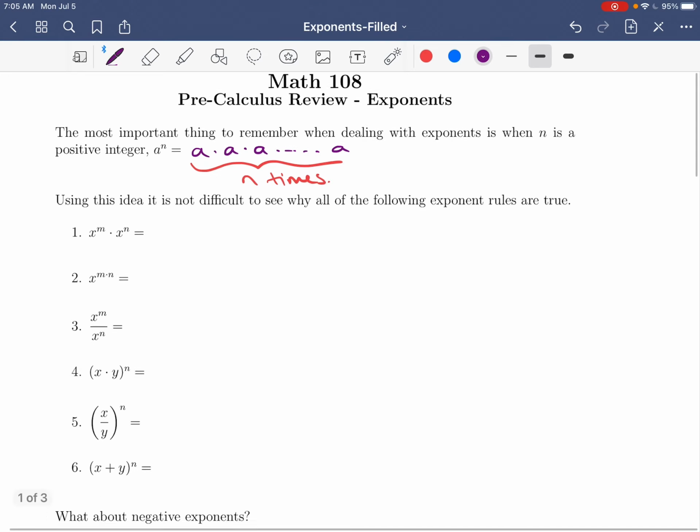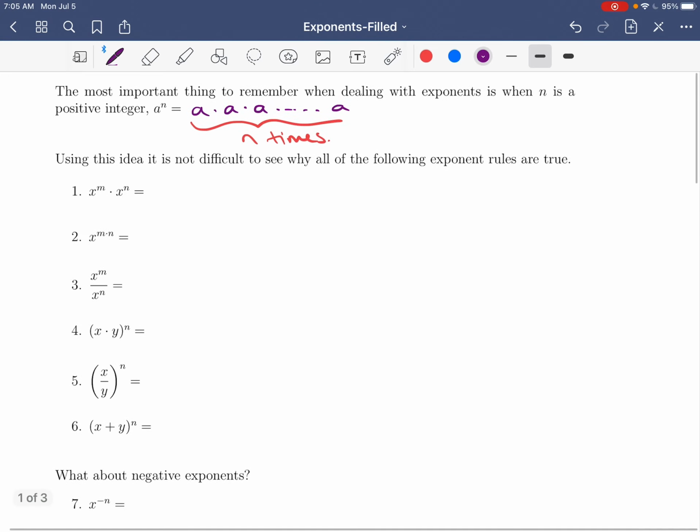So with this in mind, it works even when n is not a positive integer for these rules. But I'm going to show them to you with m and n as positive integers. So using this idea, we can show that these rules work. So I'm going to write the rule, and then I'm going to try to explain it on the side here.